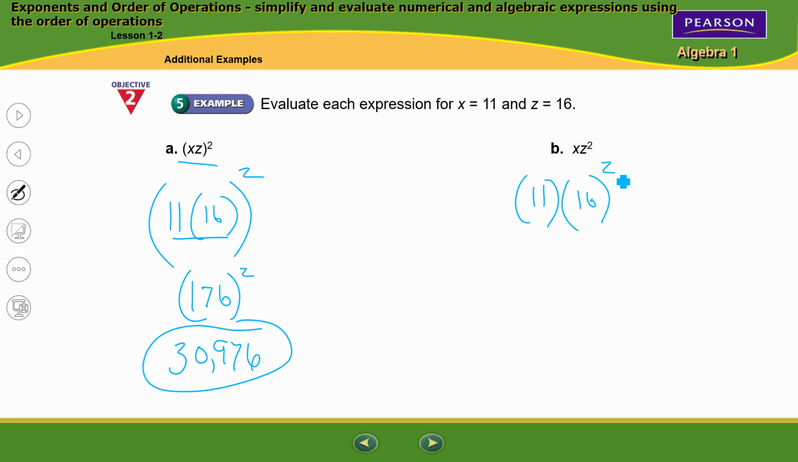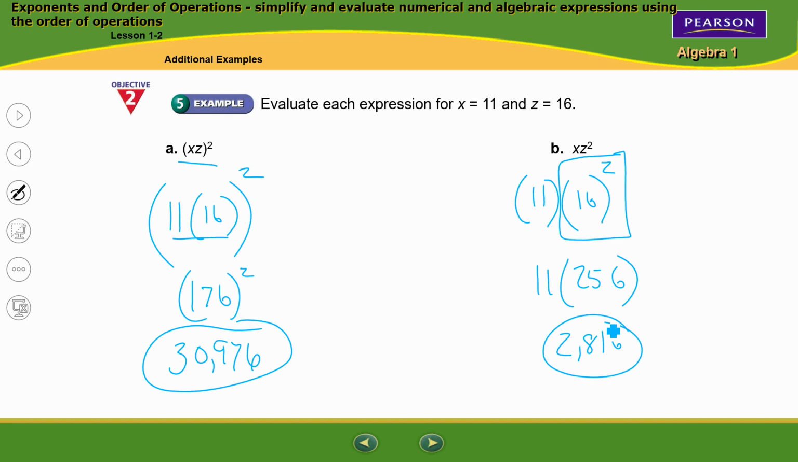So inside parentheses, I don't have anything to do. So I'm just going to go straight to my exponent. 11 times 16 squared is 256. And then trusty calculator, 11 times 256, 2,816. All right.